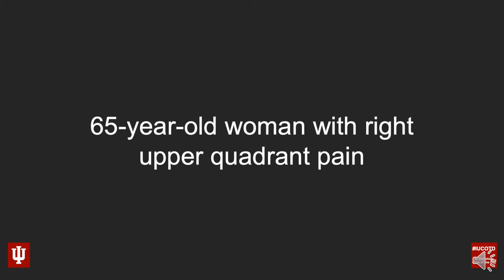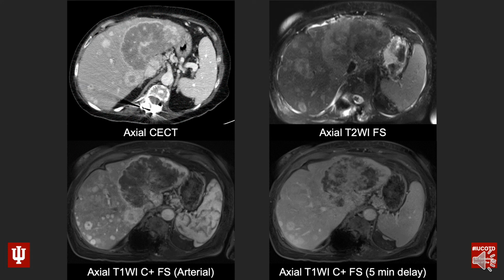Here, we have a 65-year-old woman with right upper quadrant pain. Here are the images. At the top left, we have an axial contrast-enhanced CT in the portal venous phase. At the top right, we have an axial T2 fat-saturated image. At the bottom left is an axial post-contrast image taken during the arterial phase. At the bottom right, we have images taken 5 minutes after contrast administration.